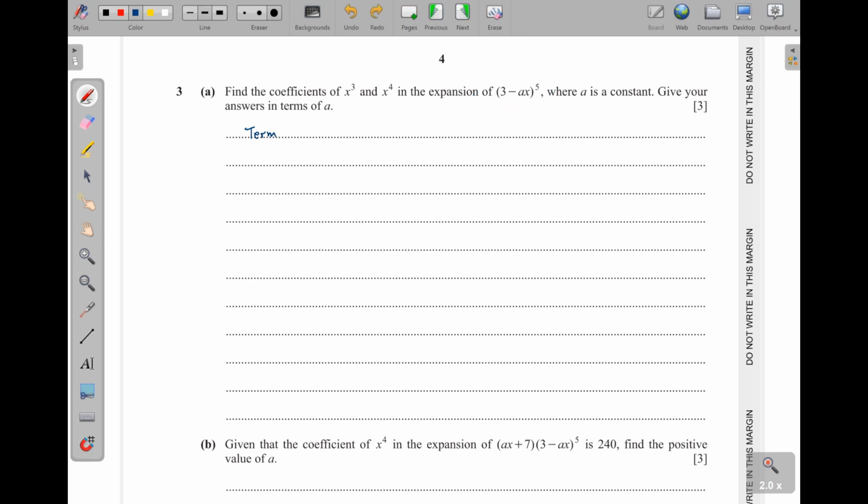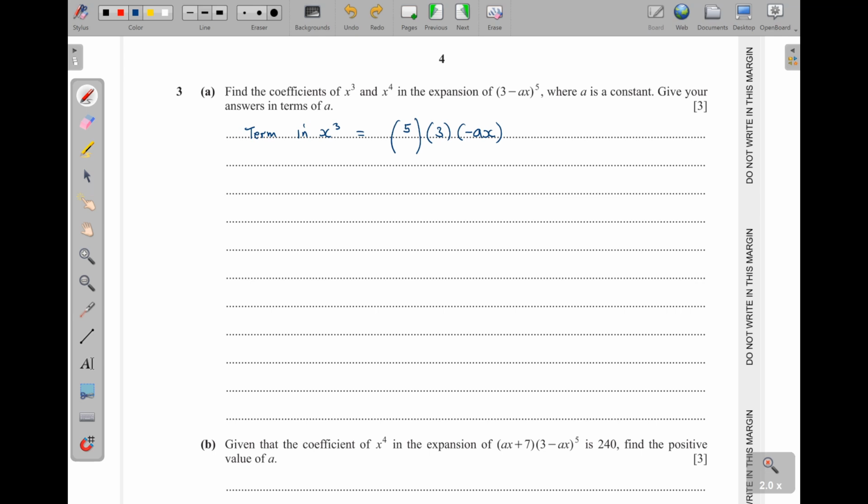terms. I just need the term that ends in x to the power 3 and then the one that ends in x to the power 4. So the term in x to the power 3: to get the coefficient of this term, we say this 5 here, combination, we don't know combination what, okay? Then the 2 terms here, we are having a 3, and then the other one is a negative ax. Please take this sign together with the term. When you forget it, you go.